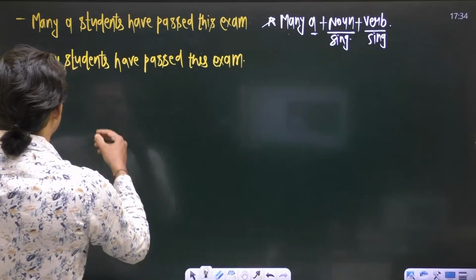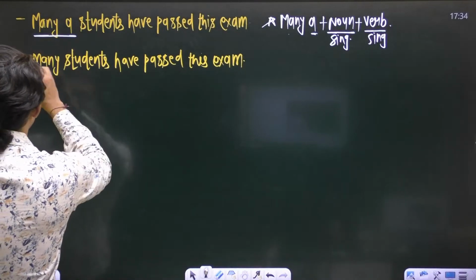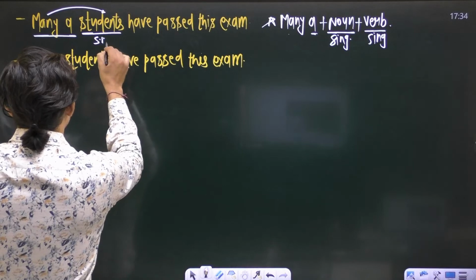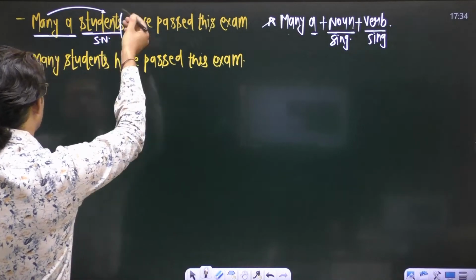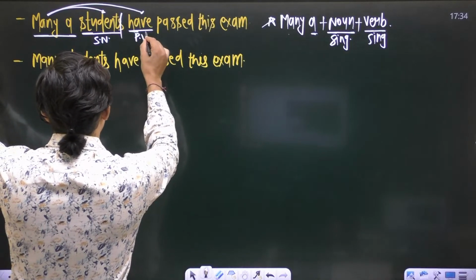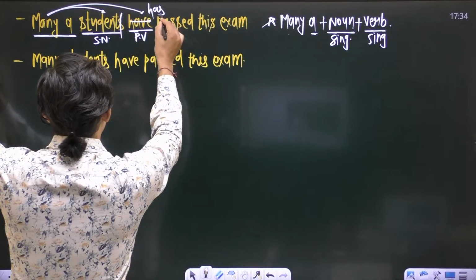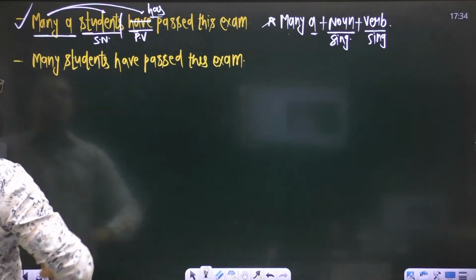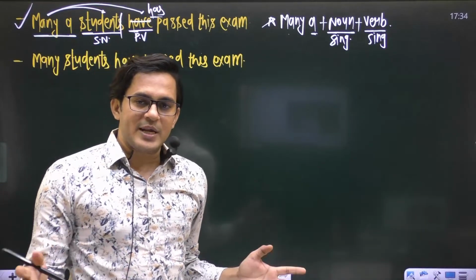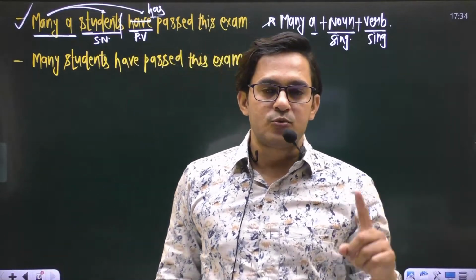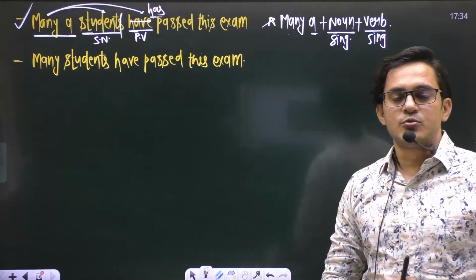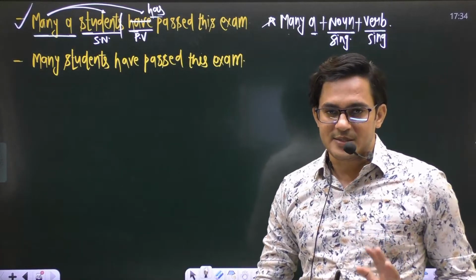So let's apply this phrase many a in the sentence. Because of this phrase, the noun will be singular. To make this noun singular, drop the s, and the verb will also be singular, so replace have with has. The sentence will be "Many a student has passed this exam." Meaning we have so many students, and out of many students, one student has passed the exam, right?